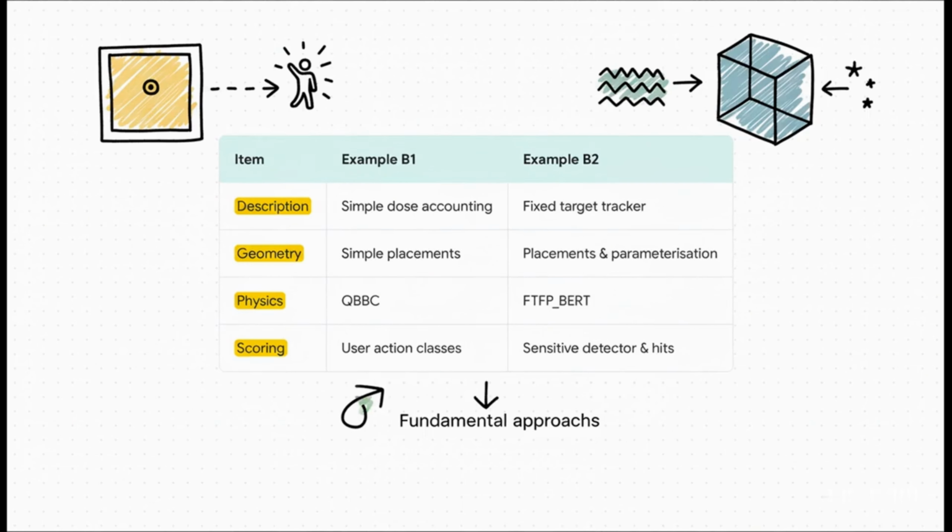Now, what's really cool is when you start to look at how they work. Just look at the difference between B1 and B2. In B1, the geometry is super simple and it uses a standard physics package. But B2 immediately steps it up with more complex geometry and a totally different physics list. It also scores data in a more sophisticated way using something called a sensitive detector. So you're learning different fundamental approaches right from the get-go.